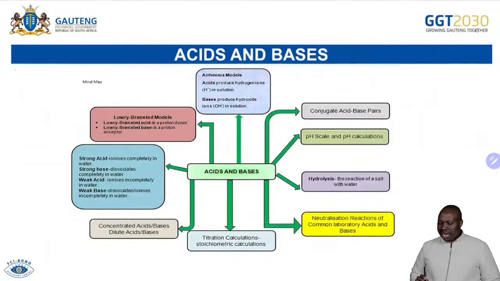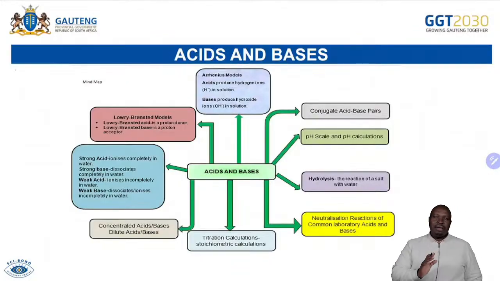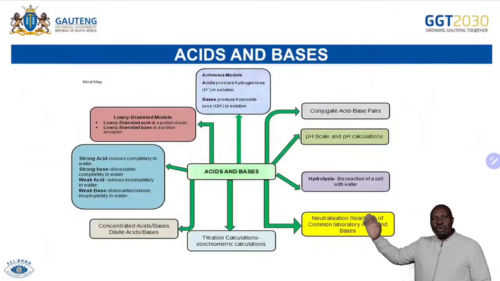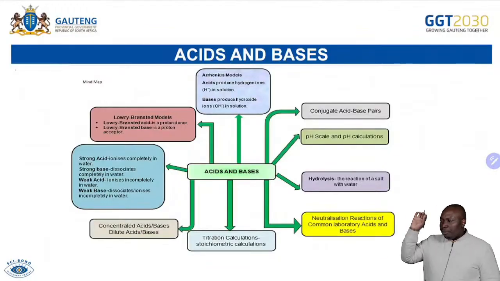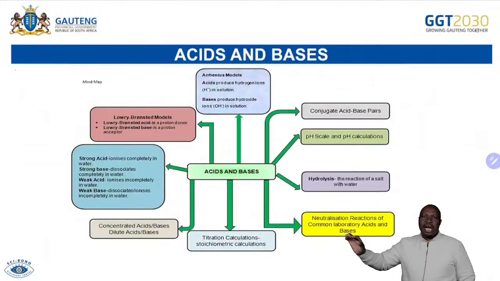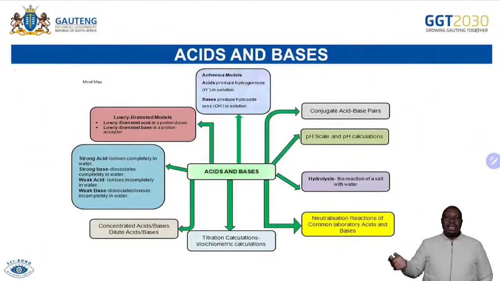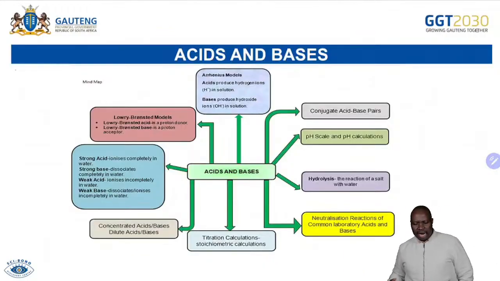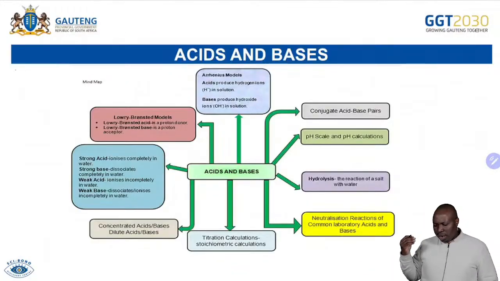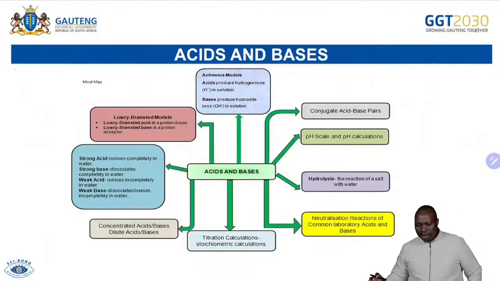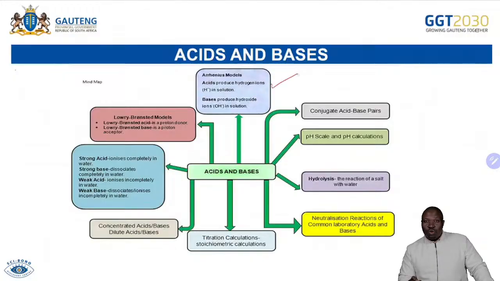Remember, we are defining an acid and a base according to Arrhenius, and an acid and a base according to Lowry-Bronsted. Arrhenius said an acid produces hydrogen ions in aqueous solution, and a base produces hydroxide ions in aqueous solution. And Lowry-Bronsted say an acid is a proton donor and a base is a proton acceptor.